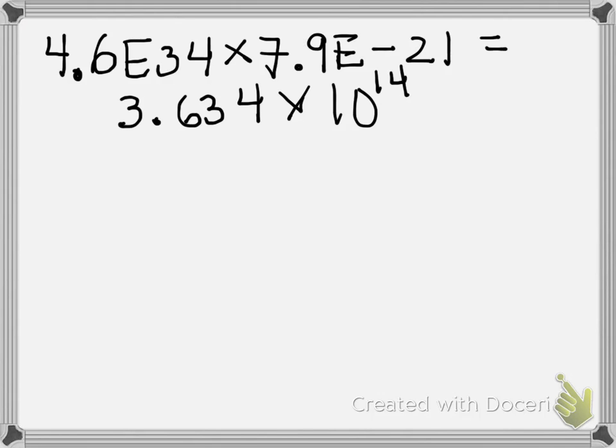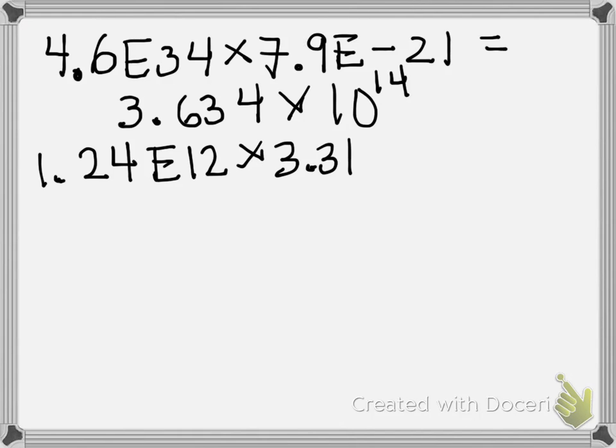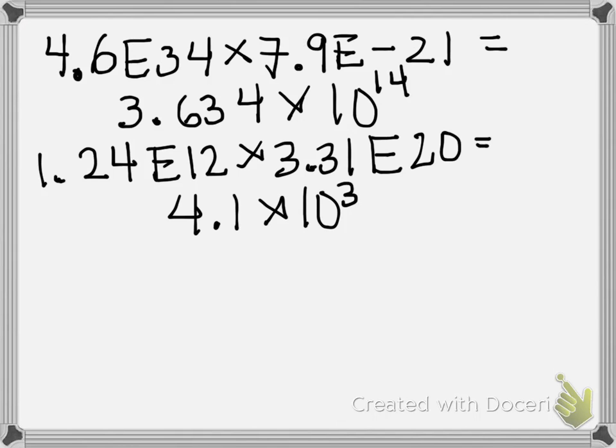Letter B, if you use that E button, you would put into your calculator 1.24 E12 times 3.31 E20, and you should end up with 4.1 times 10 to the 32nd power.